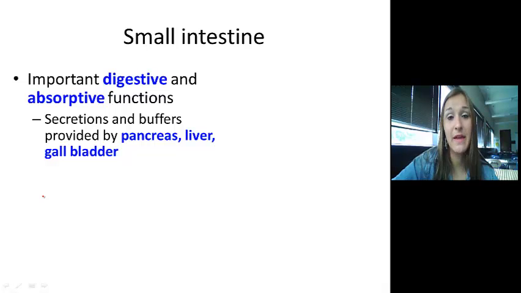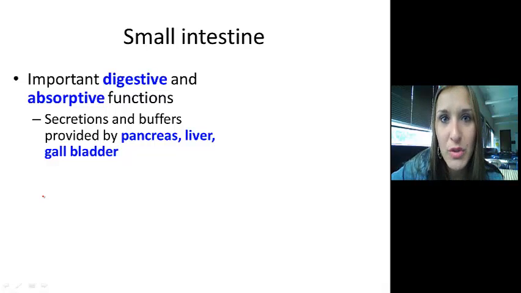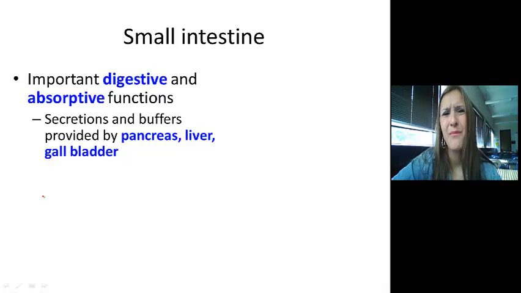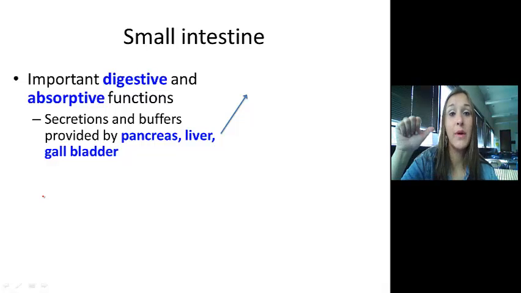From your stomach, you're going to move into your small intestine. Now, believe it or not, your small intestine is the most important part. Most people would think the stomach is the most important part, but no. The small intestine is the most important because this is where most things are broken down completely, and it is where things are absorbed into our blood so that we can use it for energy.